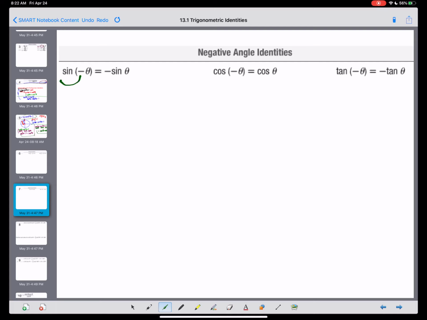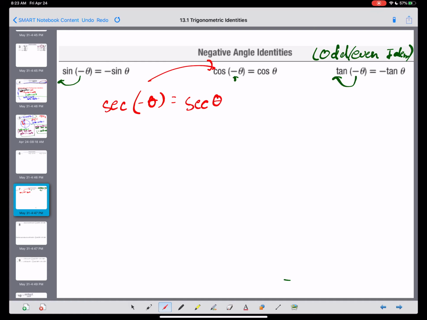Notice the negative for sine here can come out. For cosine, the negative just goes away. The negative for tangent comes out. These are also called the odd-even identities. I can do something similar if I have secant of negative theta. If you remember, secant goes with cosine, so it follows the same rule as cosine, and the negative just goes away. So you can apply your reciprocal identities to these as well.